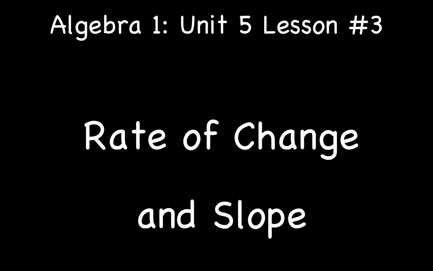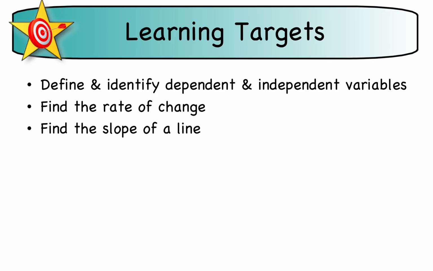Third lesson in Unit 5 on rate of change and slope. Your learning targets for this lesson are to be able to identify and define dependent and independent variables, to find the rate of change, and to find the slope of a line.